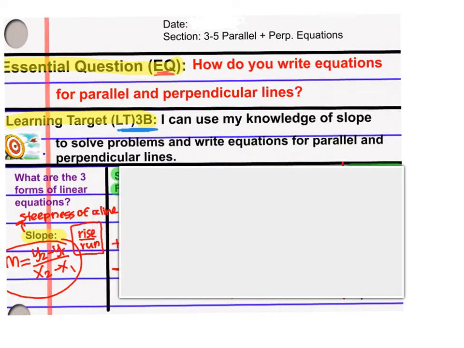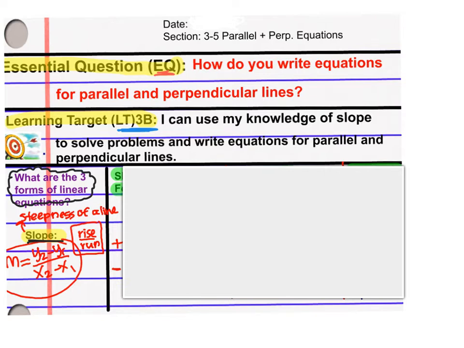All right, next, we're going to write in the question on the side. What are the three forms of linear equations? So you studied these last year in depth. What are the three forms of linear equations? And we're going to go over those. I also want you to write down our first vocabulary word, slope, and highlight it, slope.